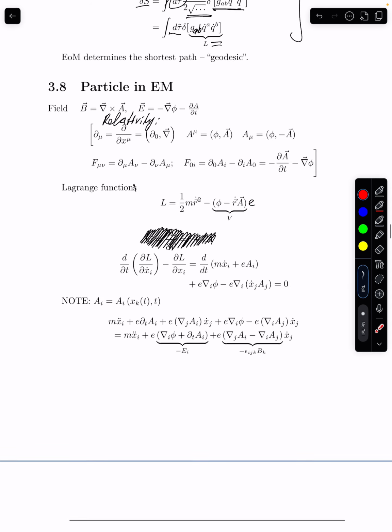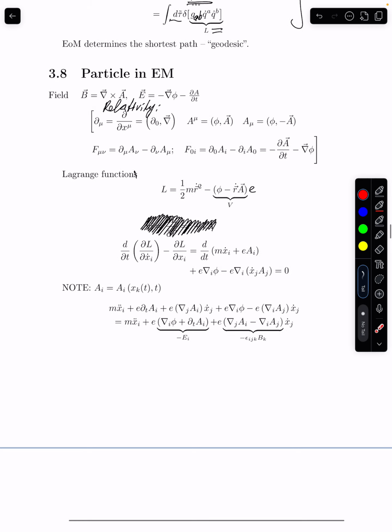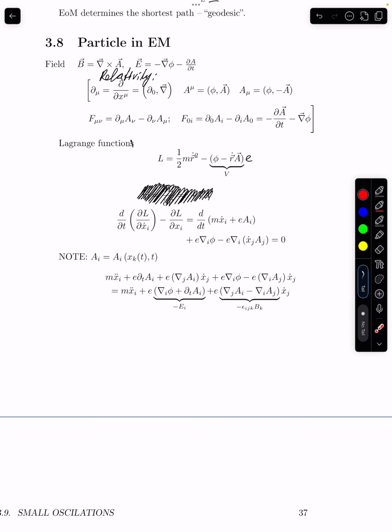Okay, but how do we show that it's actually the correct Lagrangian? Well, let's find the equations of motion. To find the equations of motion, we differentiate dL with respect to dx_i dot, where x_i is the component of the vector r, and take the derivative d/dt. And we subtract dL/dx_i.